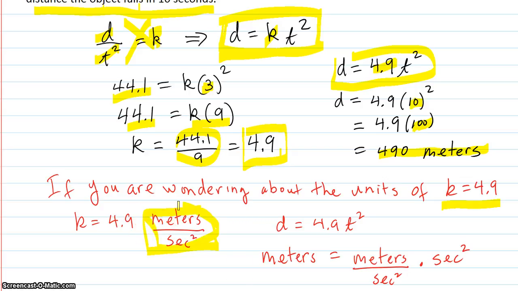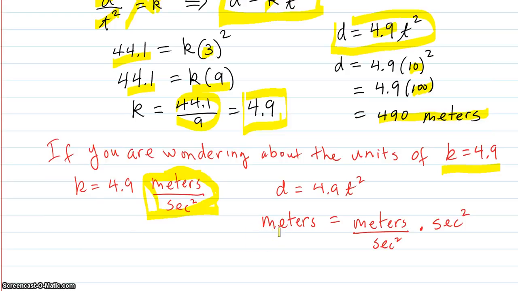The units of this are meters per second squared, and the way you know that is distance is meters, 4.9 is in meters per second squared, and time is in seconds, and being squared, that's seconds squared. So the seconds squared cancel out, and meters equals meters. That's how you know that these are the right units of the k.